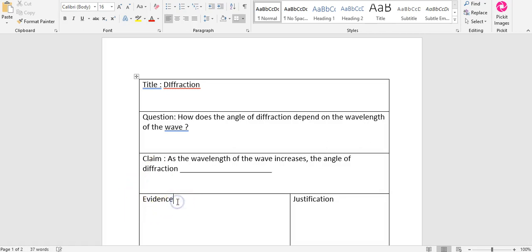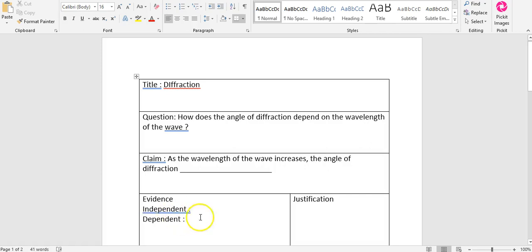Then for evidence, we have to go and collect data that will help us verify the claim. So that means we want to collect data about how the diffraction angle changes as the wavelength changes. So the first thing that I'm going to do is to declare the variables. So what is your independent variable and what is your dependent variable?